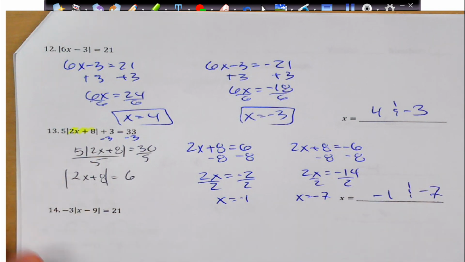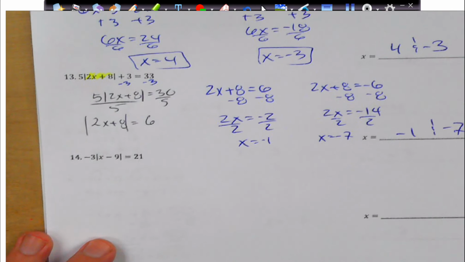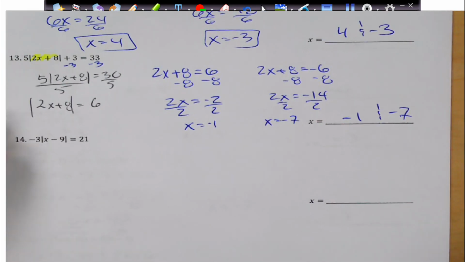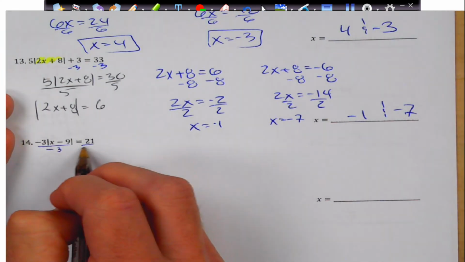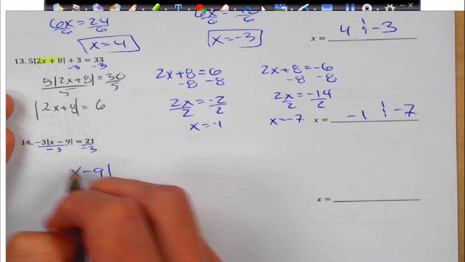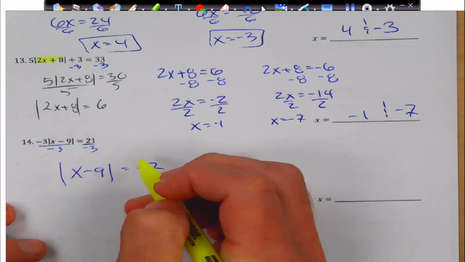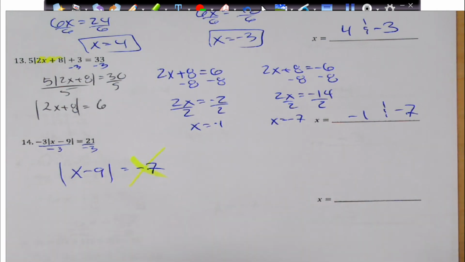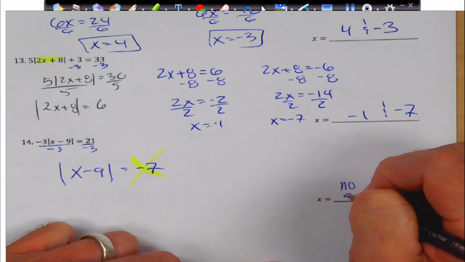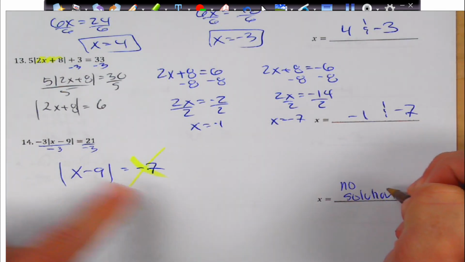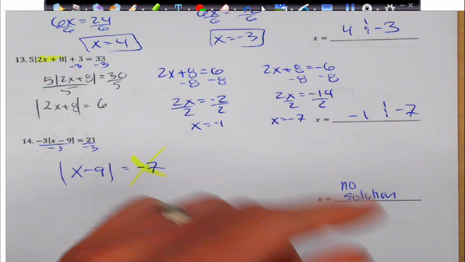And last but not least, we want to get the absolute value by itself again, so we're going to divide by negative 3, but we get the absolute value of x minus 9 equals a negative 7. And that we cannot have. We cannot do that because what happens is we can't have an absolute value set equal to a negative, so we instantly say, no solution, not possible. Whatever comes out of here is going to be positive because it's the distance away from 0.